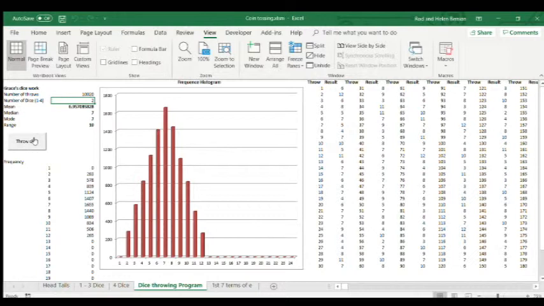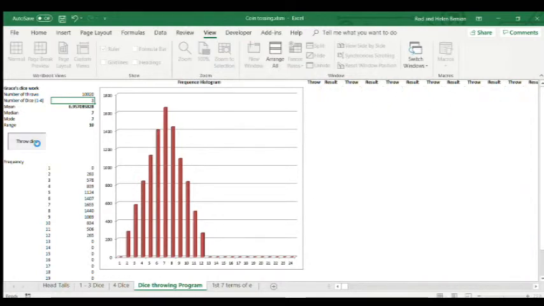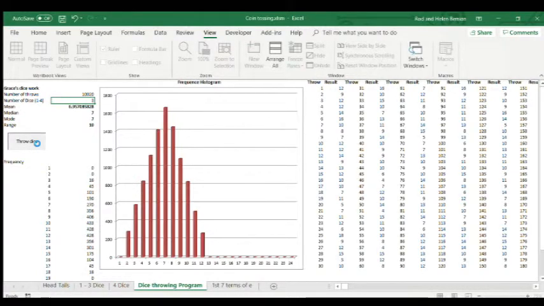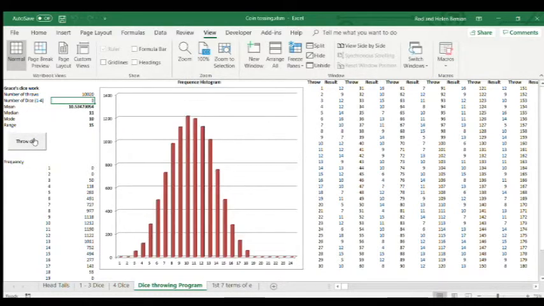Let's have a look at what happens when we put 3 dice in. So now we're going for 3 dice. You can see the computer working away, generating its numbers. And now you can see that to get a 3, a 111, or an 18, a 666, is much harder than to get the central numbers 10 and 11.